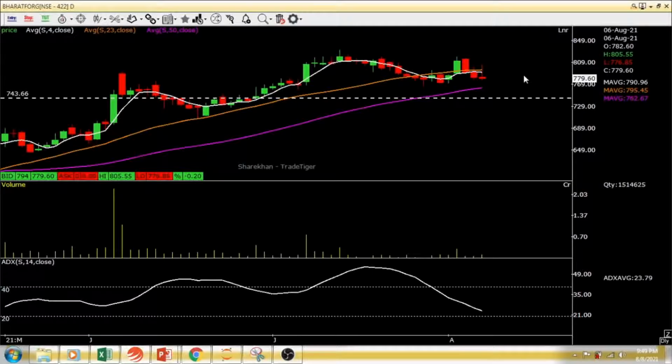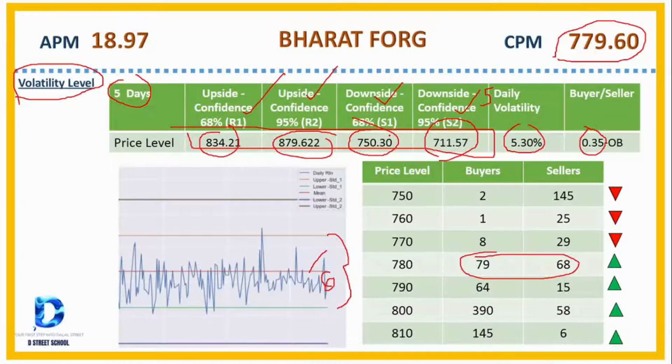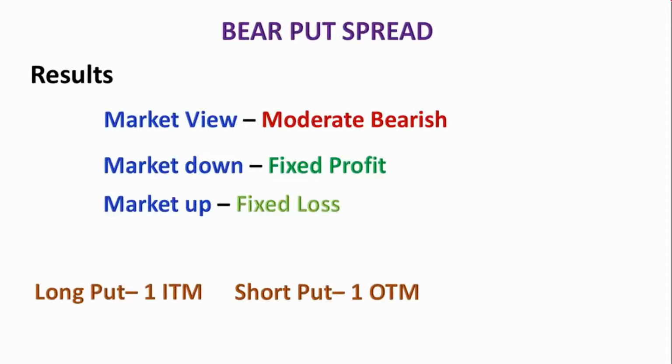Next we'll be discussing the option strategy. What type of strategy did I use here, and what is the thought process behind it? We'll check it quickly. Here, the option strategy I used is the bear put spread. This is one of the best option strategies when you have a moderate bearish view in the stock market. So if your market view is moderately bearish, you can go for a bear put spread. That would help you minimize your loss.